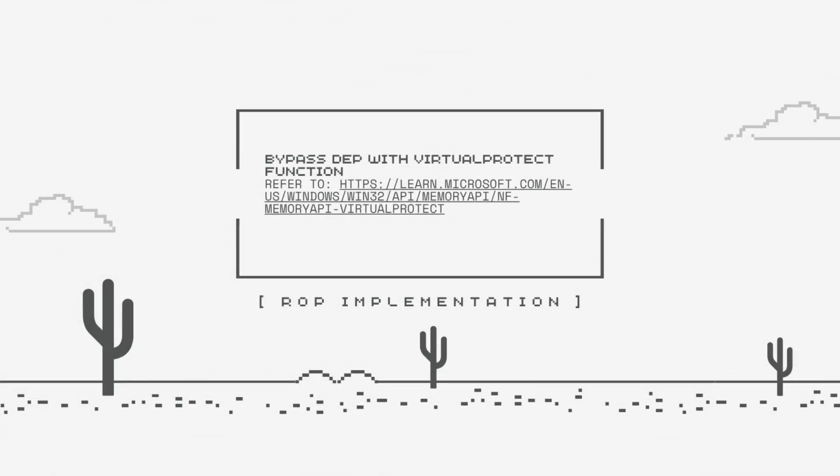Let's examine the VirtualProtect function in detail. This is a Windows API function, and you can find complete documentation on Microsoft's website.